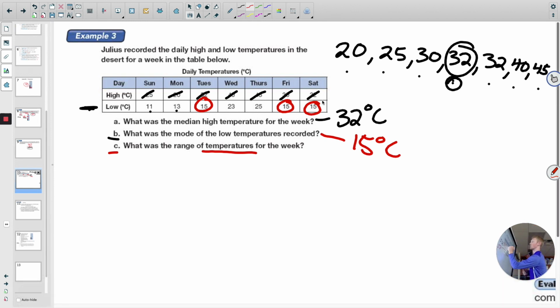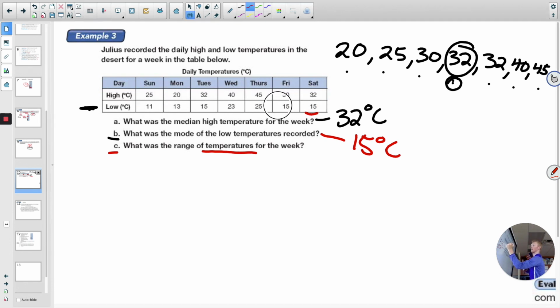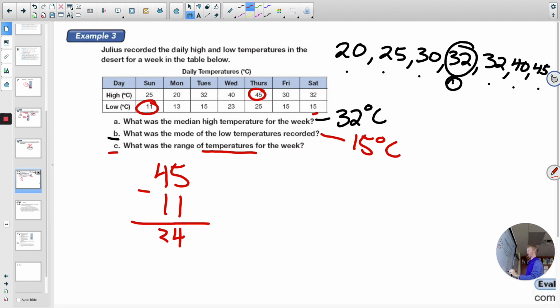So let me erase all this. Now I can find it. So biggest number I see is the 45 here. Smallest number I see is the 11. So you find the difference between those two. 45 minus 11 gives me 4 and a 3. So it'd be 34 degrees Celsius. Give me an answer for that one.